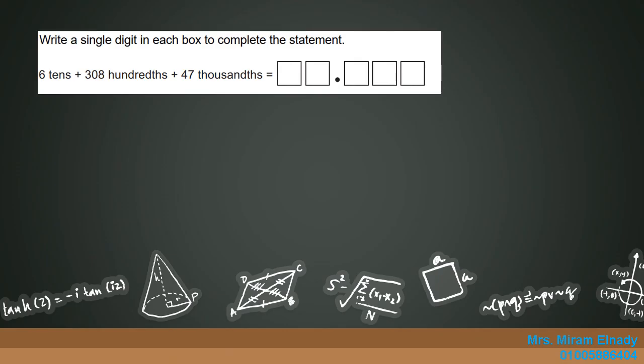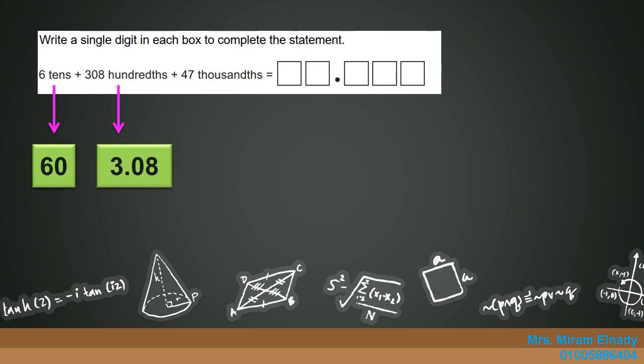Write a single digit in each box to complete the statement. 6 tenths plus 3 and 8 hundredths plus 47 thousandths. How can I complete this? I need to write each number alone. So for example, 6 tenths is going to be 0.6. 3 and 8 hundredths will be 3.08. What about 47 thousandths? We said before, if the last digit is in the thousandths, the number will be 0.047.